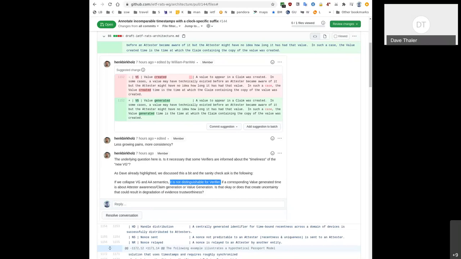So if I can repeat back what I think you said, on the one hand, you suggested that this time, whether it's value created or value generated, might be encodable with an error amount, meaning I think it's around now, but it could be as much as this much before.